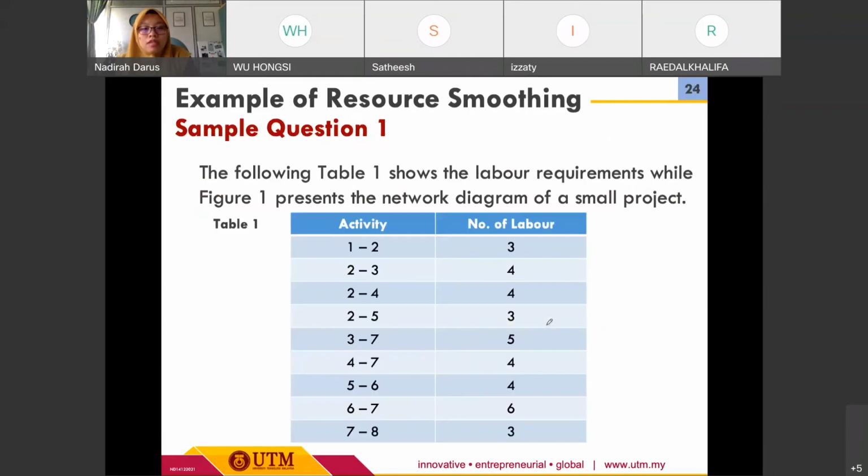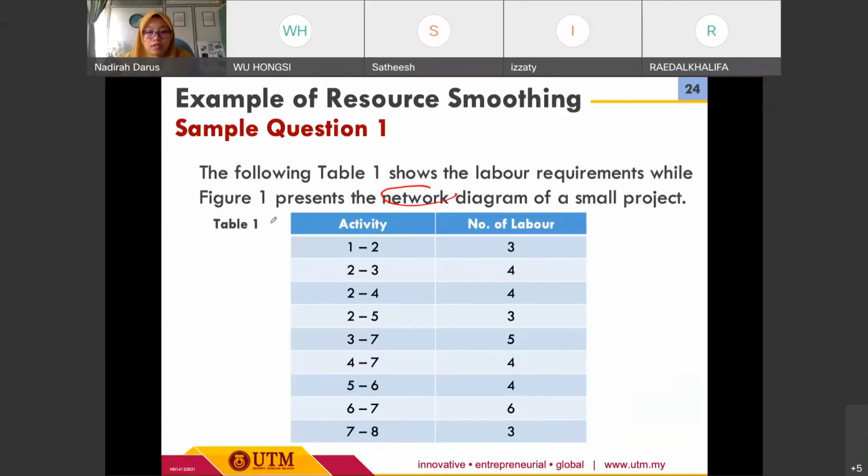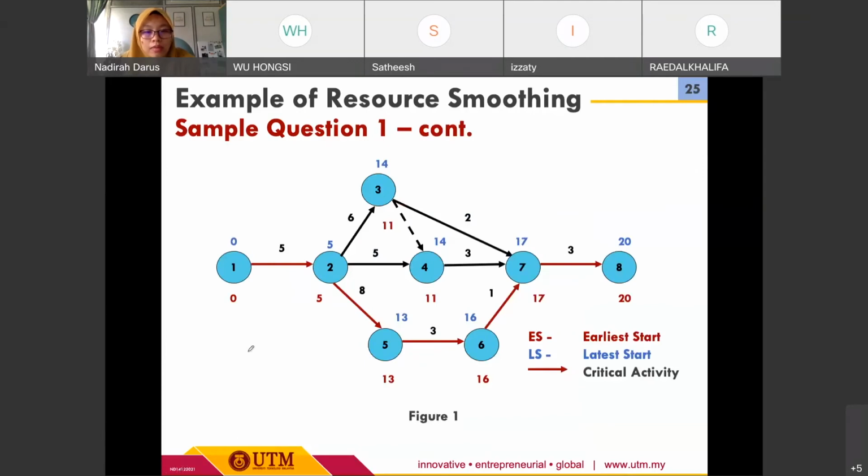So the example, okay, this is sample question 1 for resource smoothing. Okay, if we look at this table 1, this table 1 shows the labor requirements, while figure 1 presents the network diagram of a small project. So here we have figure 1, and this is table 1, which is the information provided for us to do the resource smoothing. Right. So based on this table, we have several simple activities, activity 1 to activity 8, okay, with the number of labor for each activity. Okay, for example, activity 1 to 2, we have 3 laborers. Okay, we can also check on this figure 1, network diagram 1 to 2.